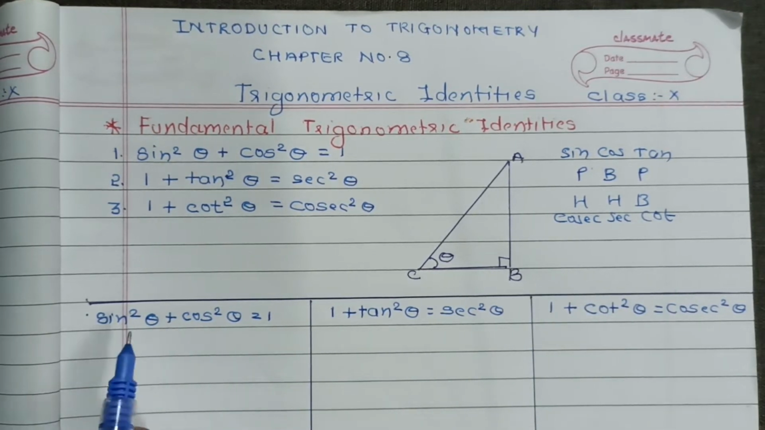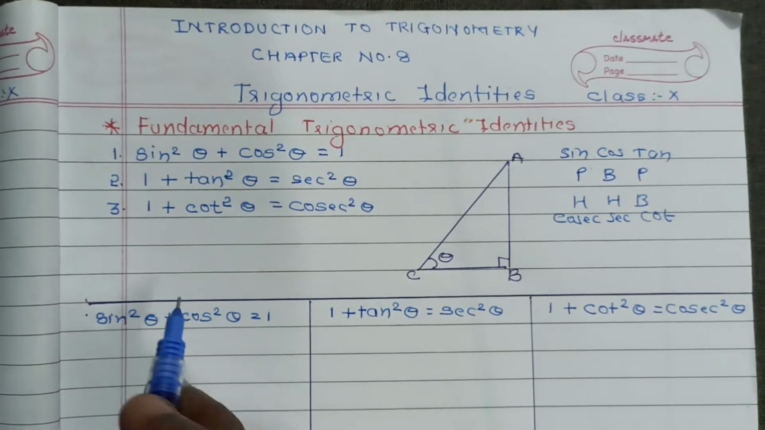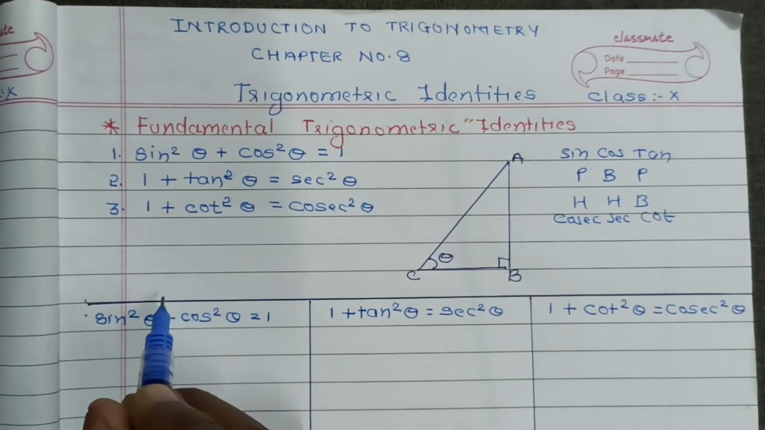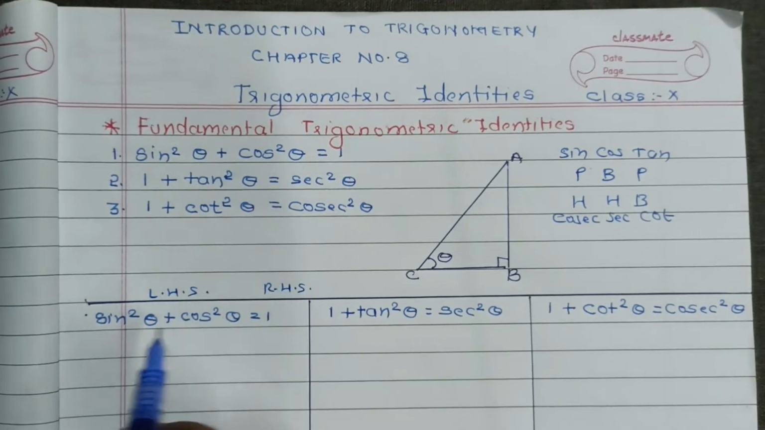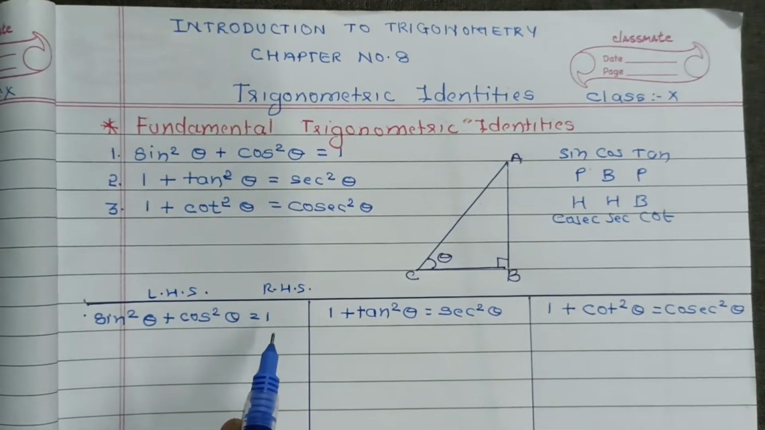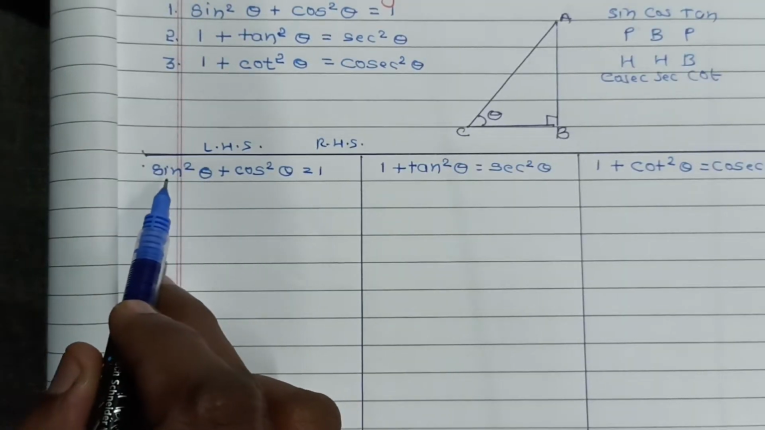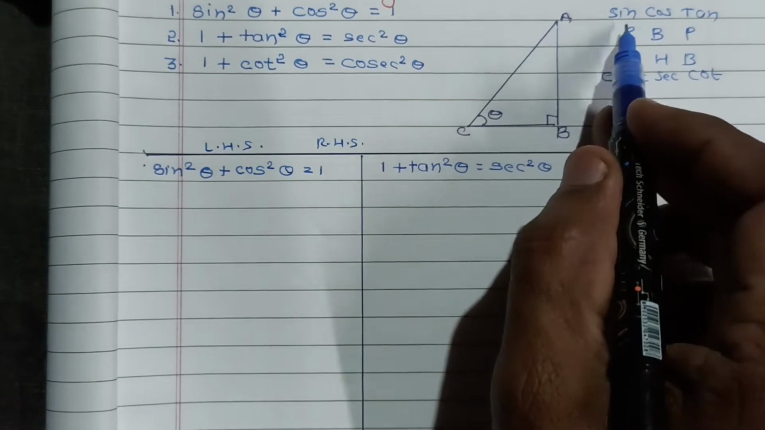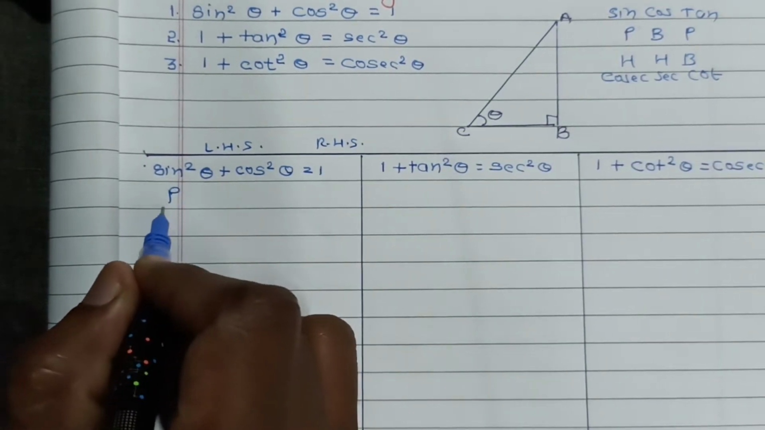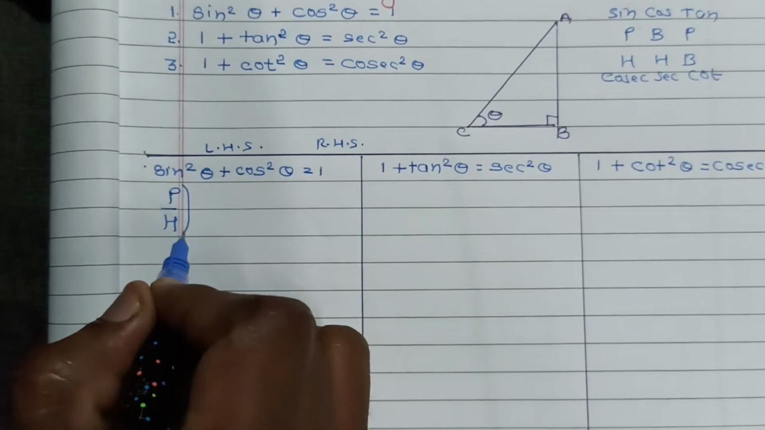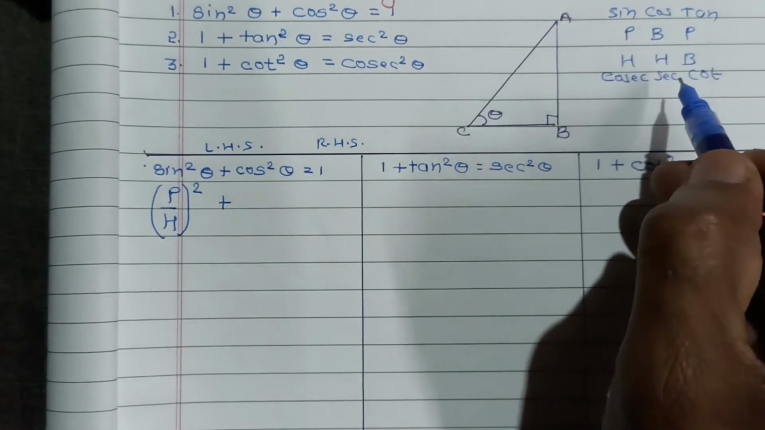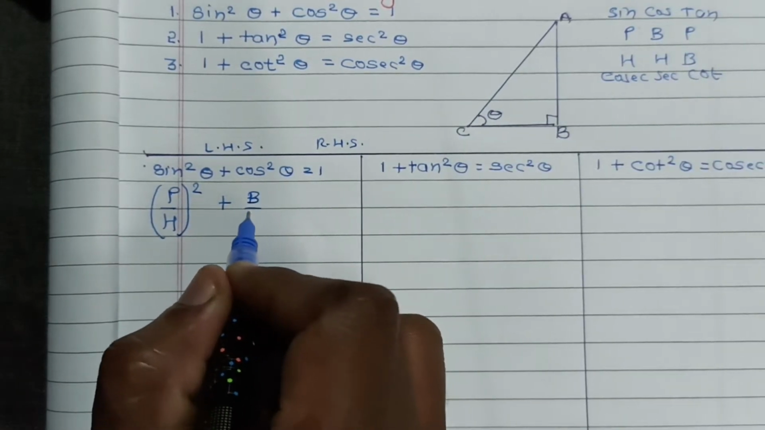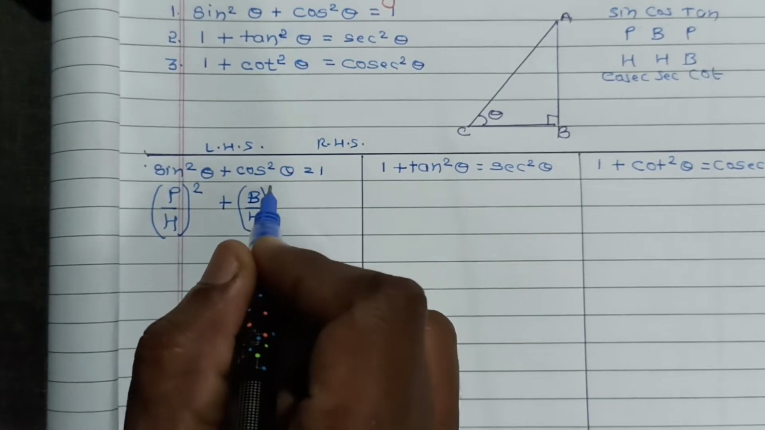Let me begin with the first identity: sin²θ plus cos²θ is equal to 1. Here sin²θ plus cos²θ is the left hand side, LHS, and RHS is 1. So you have to solve the LHS part to get the answer 1 of RHS. You have to write the ratio of sin²θ. What is the ratio of sin? P upon H, and this is whole square. Plus, what is the ratio of cos? B upon H, and this is whole square.